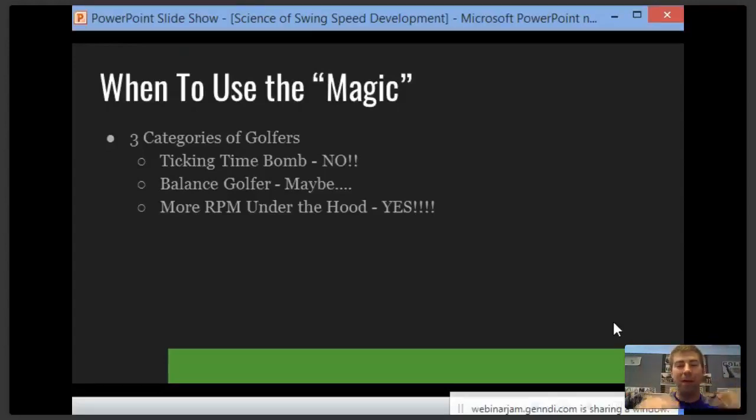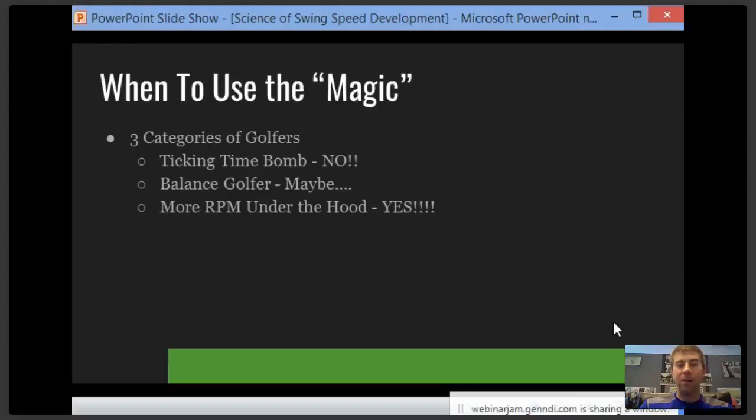we get you to potentially category 2, which is the balanced golfer, which is, let's say you swing in the 60th percentile and all your power numbers are in the 50th, 60th percentile, so you're pretty balanced. That's depending on the individual. That may be where we then use what we'll talk about next.